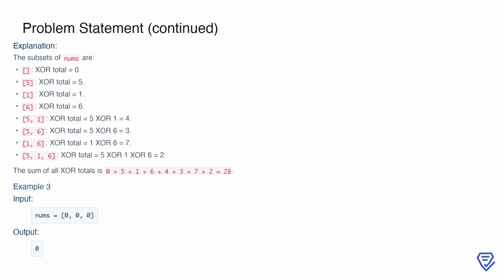Adding these values together, the sum of XOR totals is 0 plus 5 plus 1 plus 6 plus 4 plus 3 plus 7 plus 2 equals 28. Similarly, for nums equals 0, 0, 0, all subsets contain only zeros, so every subset's XOR total is 0, and the sum of all XOR totals is also 0.